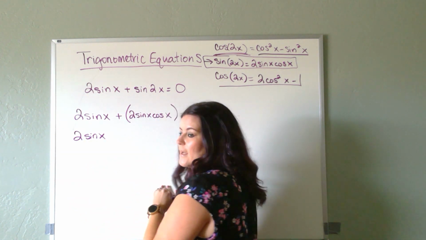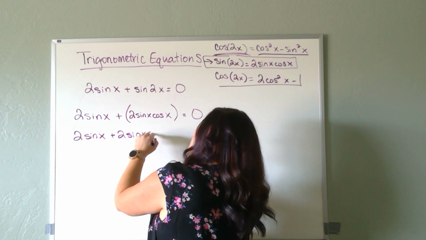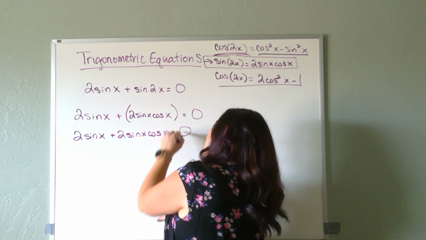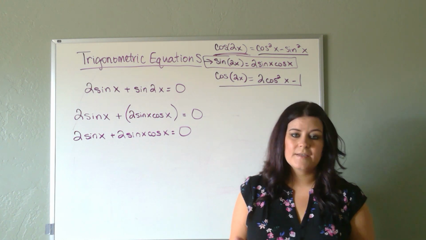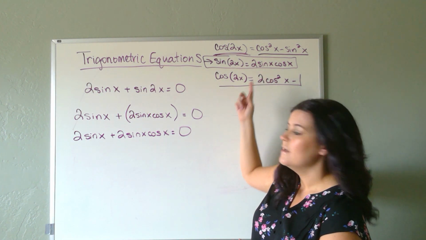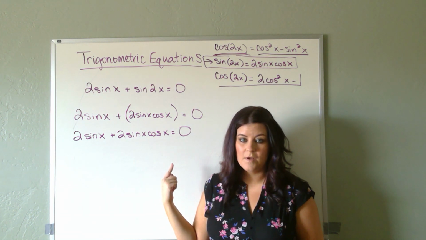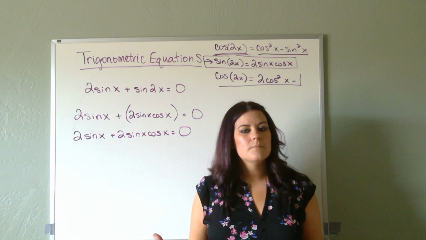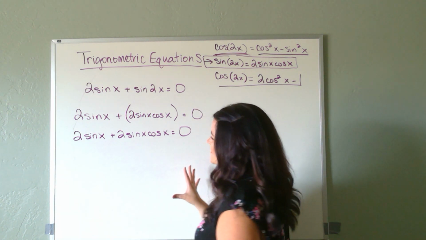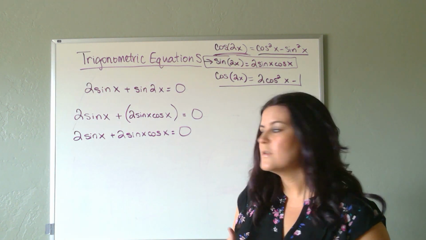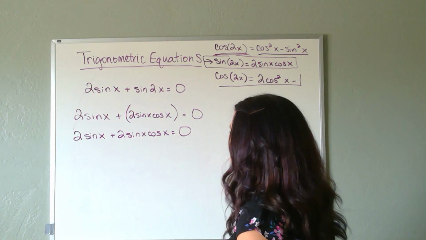I have 2 sine x plus 2 sine x cosine x equals 0. So I only had one choice for sine of 2x, and it does involve a cosine. I cannot get away from having a sine and a cosine in this problem. So I just deal with it because I don't have another identity choice. But when I'm looking at this, notice there's no squares, so I don't think this is going to be one of those quadratic factoring techniques that I'm going to use.